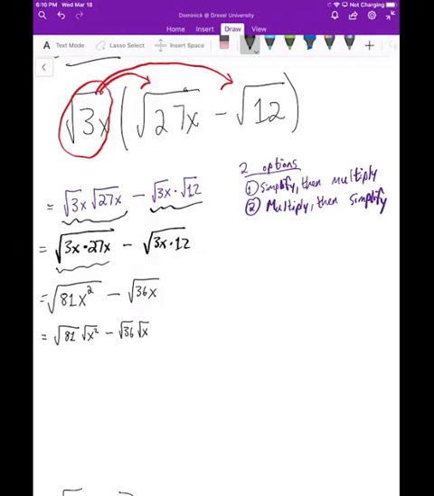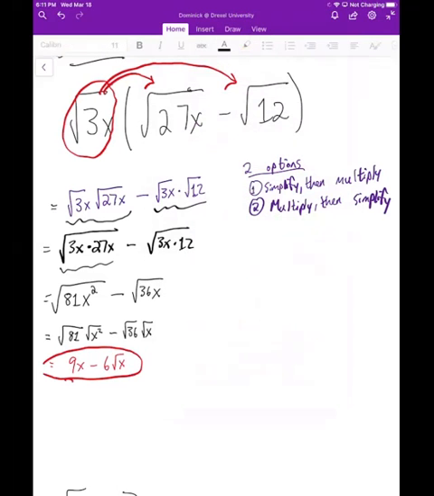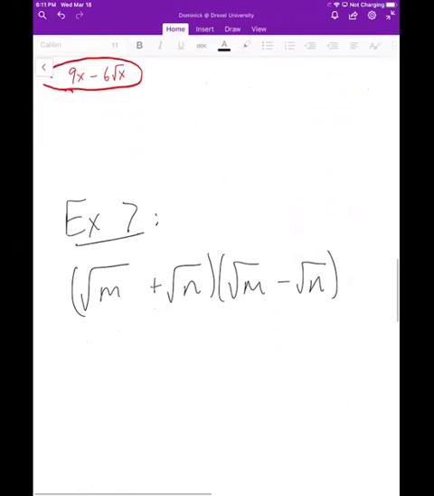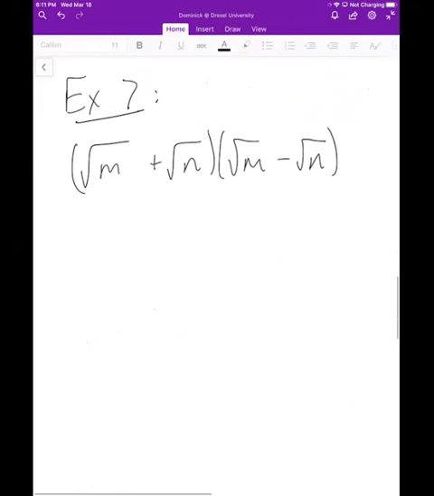So now we just simplify all of our square roots. Square root of 81 is 9, square root of x squared is x, square root of 36 is a 6, and then square root of x, unfortunately, is just going to stay square root of x, and that's it as far as that one goes. All right, so that one, again, hopefully not too bad. So that one's fine.